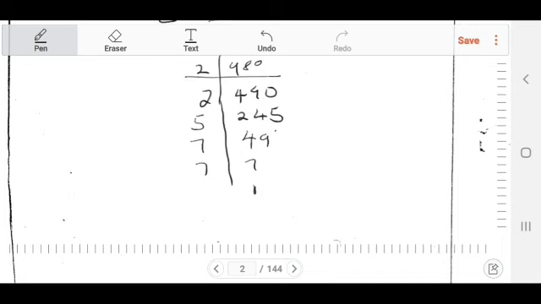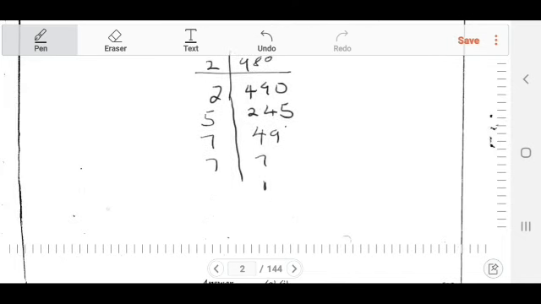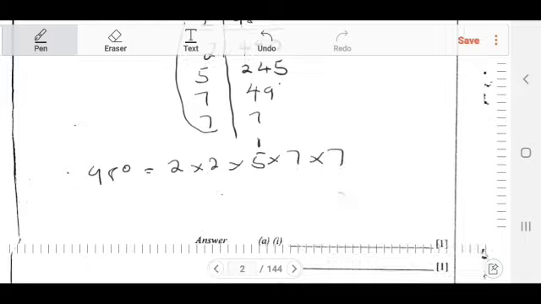So 980 as a product of these prime factors equals 2 times 2 times 5 times 7 times 7. I'm just multiplying these ones here.